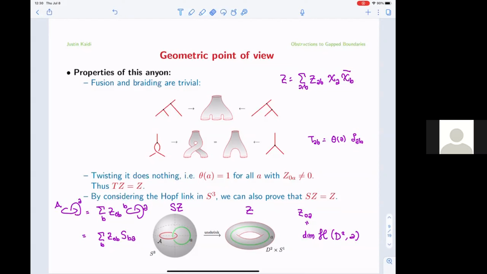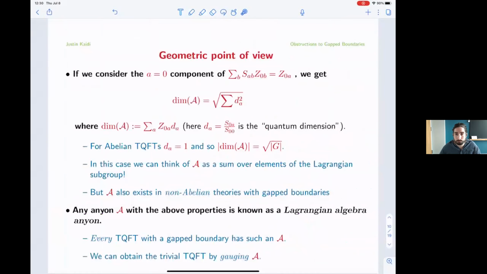Are there any other questions? Okay, good. So, we were talking about the fancy A anion. It had trivial braiding and fusion. T_Z was equal to Z and S_Z was equal to Z. That's the status so far. And I actually wanted to prove one more fact about the fancy A anion.